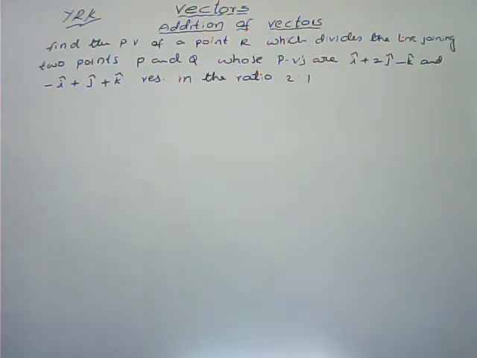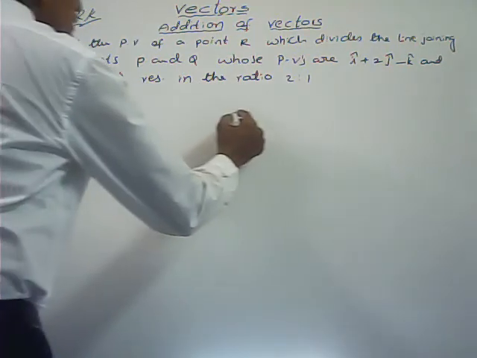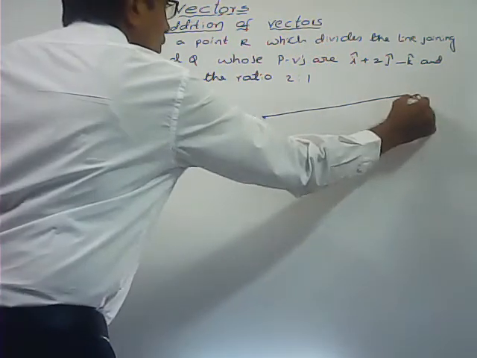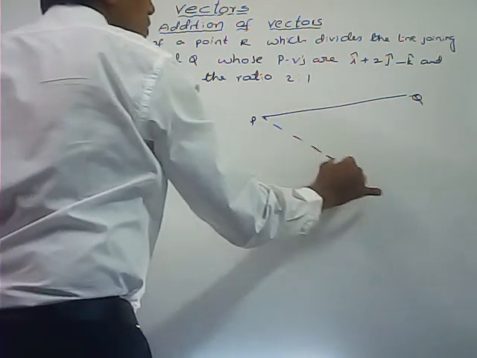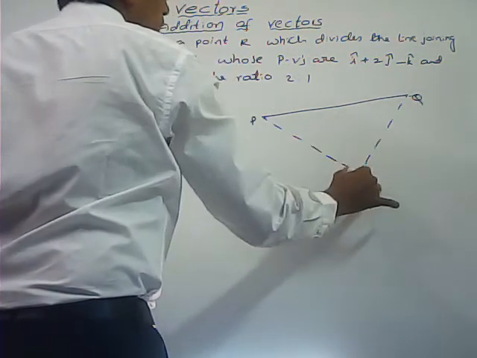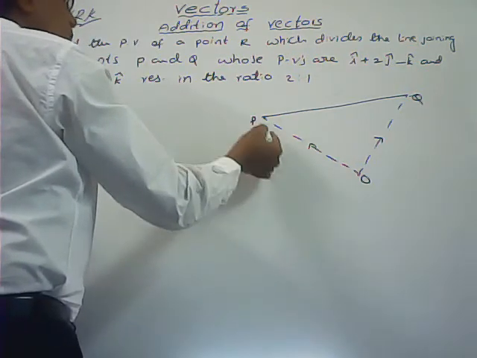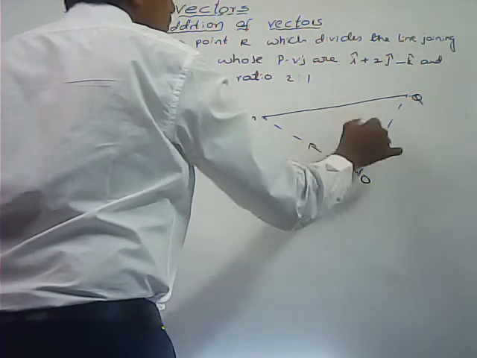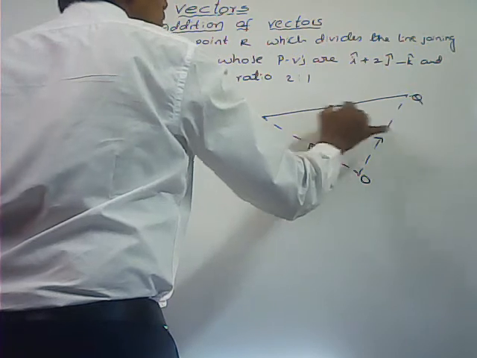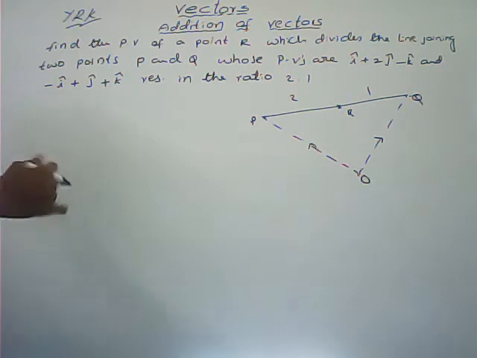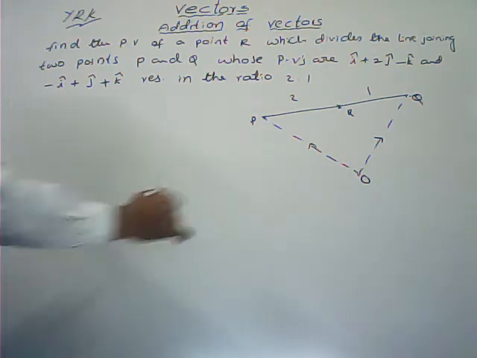Here find the position vector of a point R which divides the line segment joining the 2 points P and Q whose position vectors are given here. Position vectors with respect to origin, I am taking OP bar and OQ bar. OP bar is equal to P bar, this is OQ bar. Now R is a point which divides in the ratio 2:1 internally. Here we have to find internally and externally also.